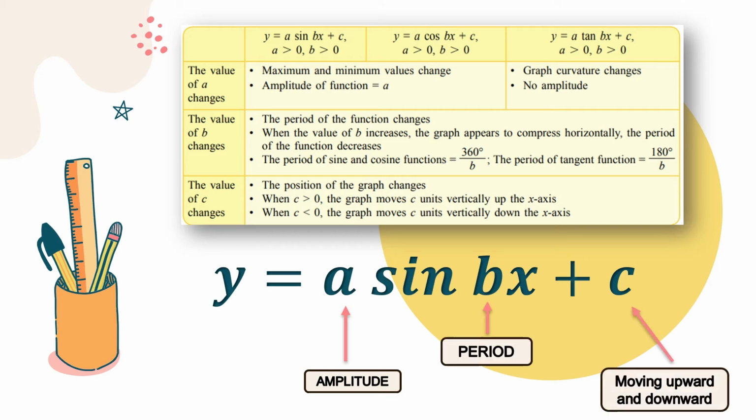Alright, for B will change the period of the graph, and C will make the graph move upwards and downwards. So dia akan effect juga maximum and minimum point for sin and cos, but not for tan. Okay, nilai C dan A ni tidak akan menjejaskan graph tan tu lah. Okay, because tan doesn't have, C akan menjejaskan intercept of tan x, but there is no maximum or minimum points for tan x.